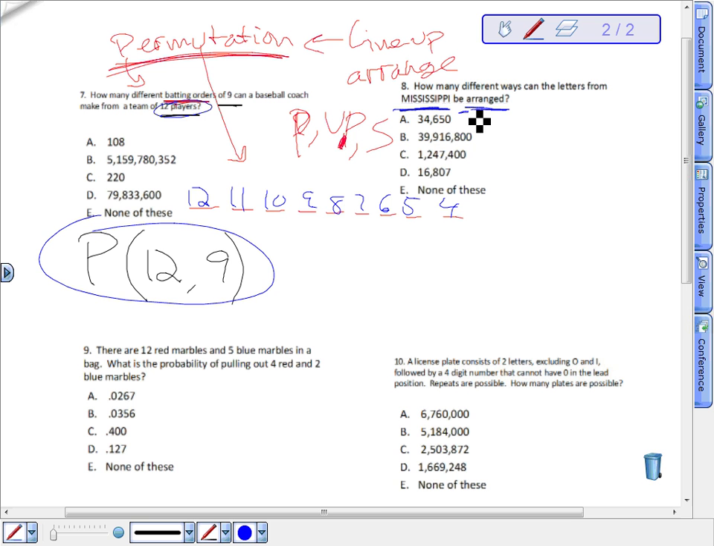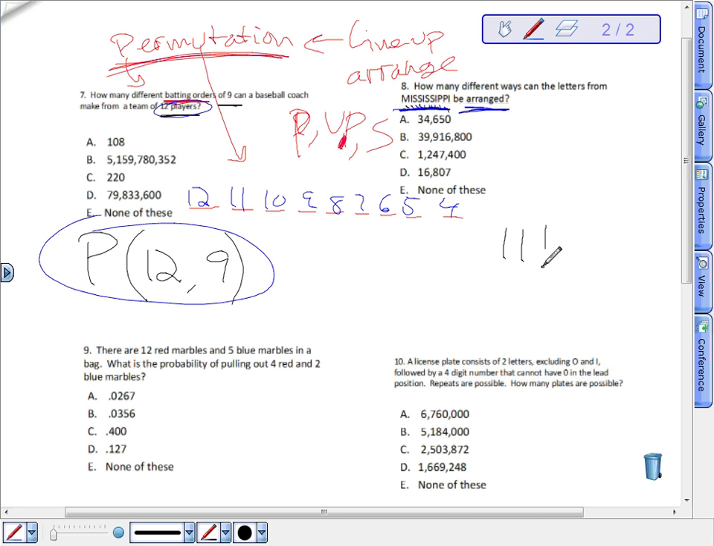How many different ways can the letters from Mississippi be arranged? Arranging letters. First of all, order makes a difference, so we can do permutations. But I just like putting lines up for this one. If we're just arranging the letters in Mississippi, how many letters are there? 1, 2, 3, 4, 5, 6, 7, 8, 9, 10, 11. We have 11 lines, which would just be 11 times 10 times 9, which is also 11 factorial.